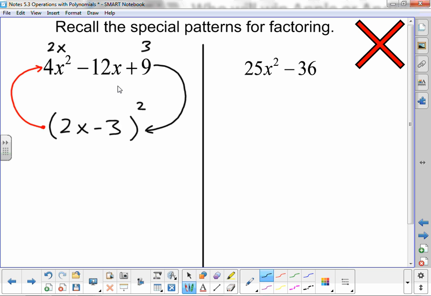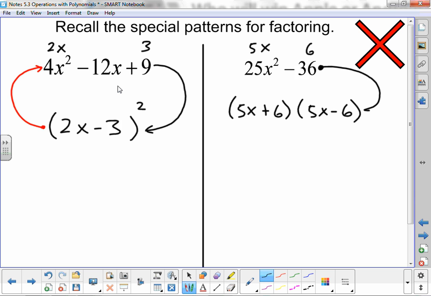Same thing here. This is a difference of squares. It's a 5x. 6 times 6 is 36, so this must be a 5x plus 6 with a 5x minus 6. Like I said on the previous one, we learned this pattern before. When we factored, we said this is a fast way of factoring. Now we're going to have it separated into two polynomials being multiplied, and we're going to multiply them using a pattern to get it back up to there.